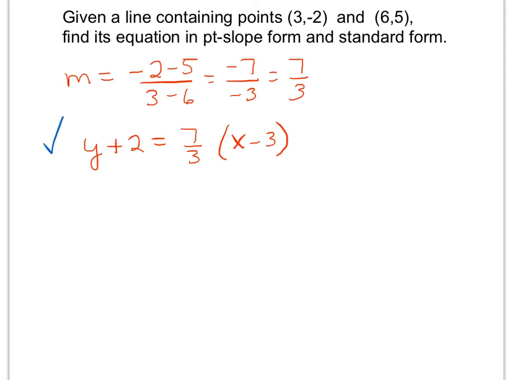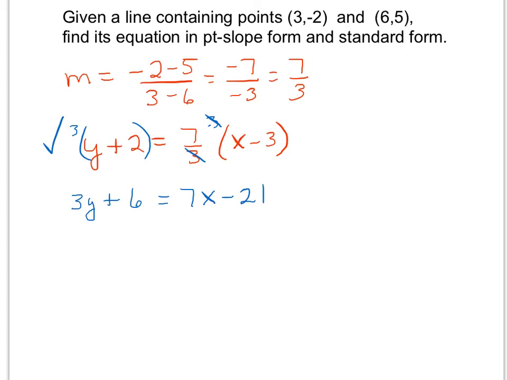And then secondly, to change it to standard form, I need to get rid of the fractions. So I'm going to multiply both sides by 3. Again, make sure you distribute on the left when you multiply by 3. On the right, when you multiply by 3, you're just going to change that coefficient, and in effect that's multiplying by 3. So as we now distribute, we get 3y plus 6 equals 7x minus 21.